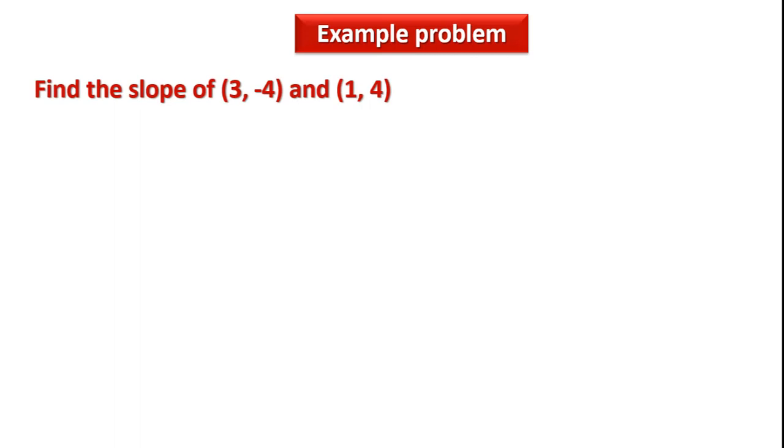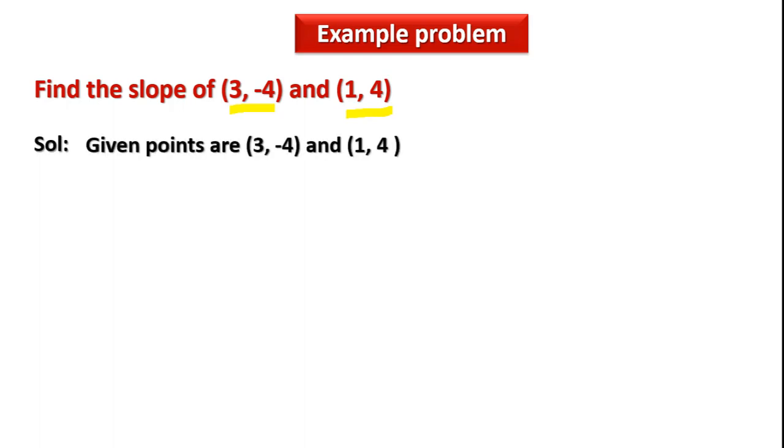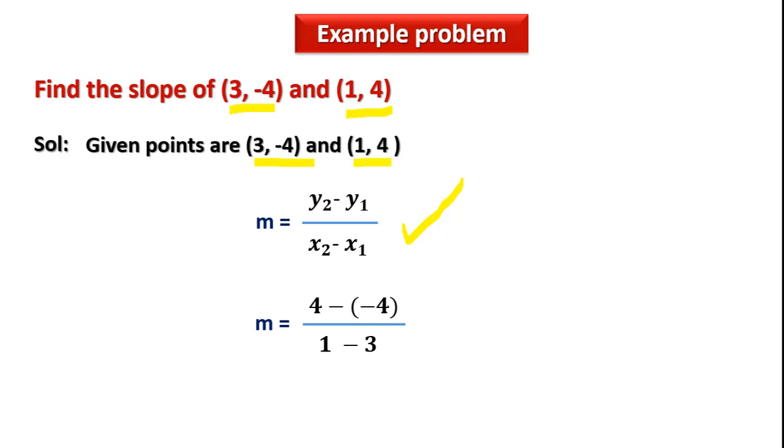Next one, example problem. Find the slope of 3 comma minus 4 and 1 comma 4. Solution. Given points x1 y1 and x2 y2 here. Substitute in the given formula y2 minus y1 by x2 minus x1. y2 is 4 minus y1 is minus 4. Minus is there, you should keep the brackets here. Minus of minus 4 by x2, x2 is 1, minus x1, x1 is 3. Next, minus into minus, minus of minus is plus. 4 plus 4 by 1 minus 3, that is minus 2.